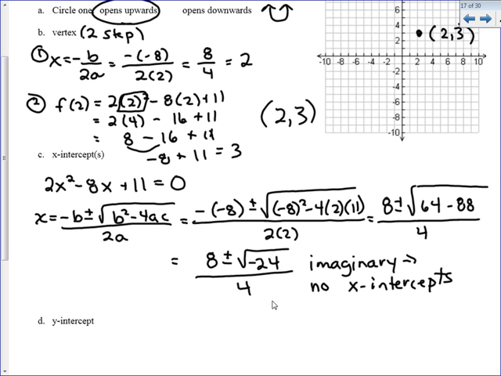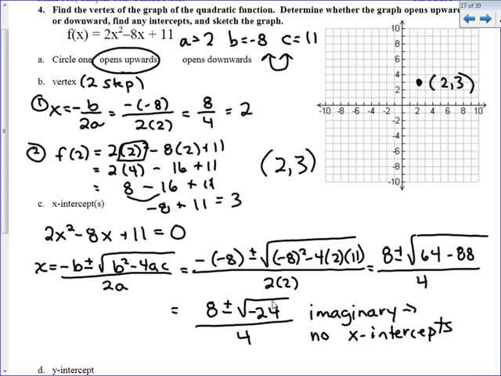And let's just think about it conceptually. My graph opens upward. So is my vertex a maximum or a minimum? Minimum. Look at where my vertex is. This is the bottom of my graph, which means I've got some sort of parabola coming down and turning around at that point. Where does it never get to? The x-axis. The graph is shifted up higher than that. So this is a case where you have no x-intercepts. It just never gets that low. It turns around and goes back up before it reaches the x-axis.